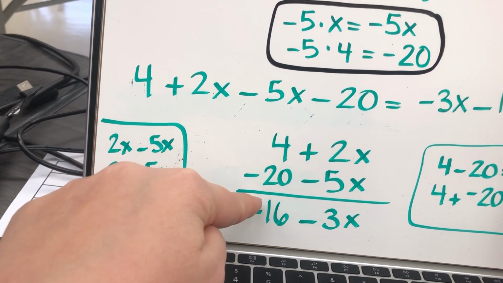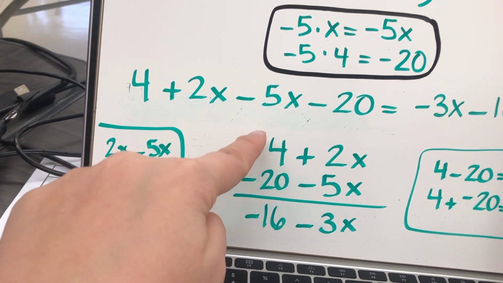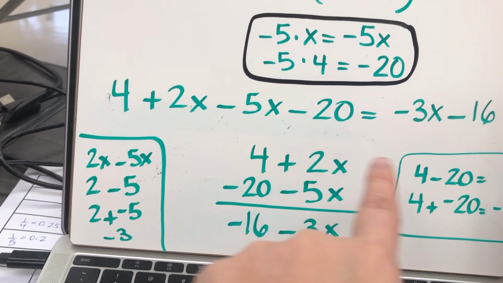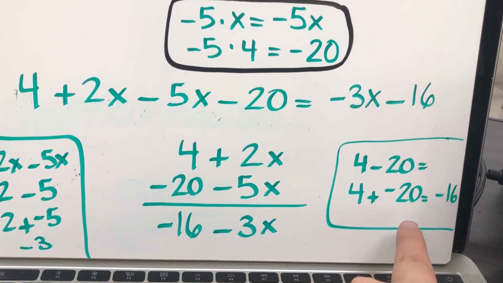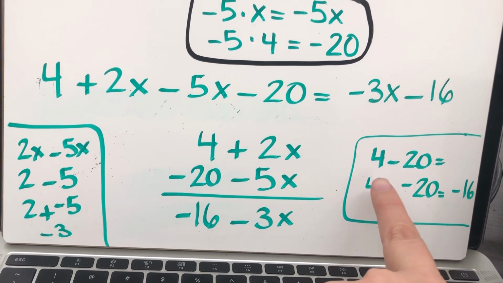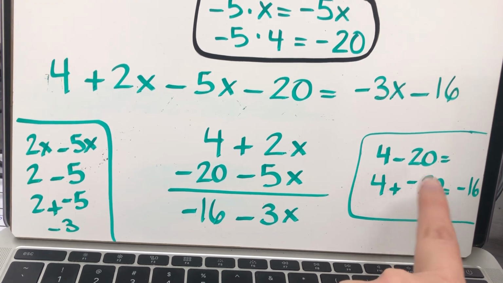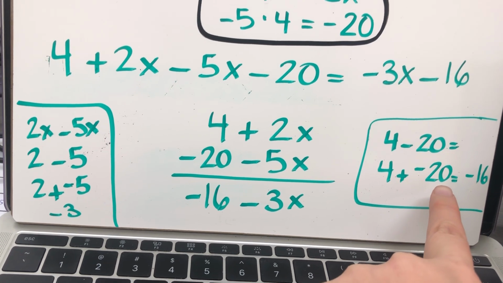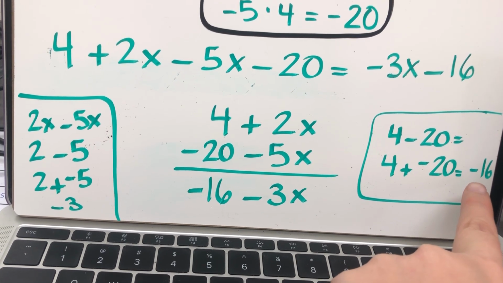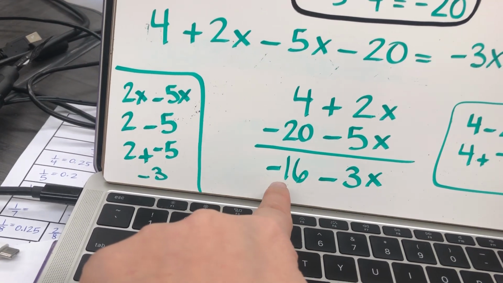So now we have to combine like terms. So 4 minus 20, I wrote it here. 4 minus 20 is 4 plus negative 20. So that's 20 negatives, 4 positives. We know that these 4 positives will cancel with 4 of the negatives. So you're going to be left over with negative 16. And that's how I got negative 16.